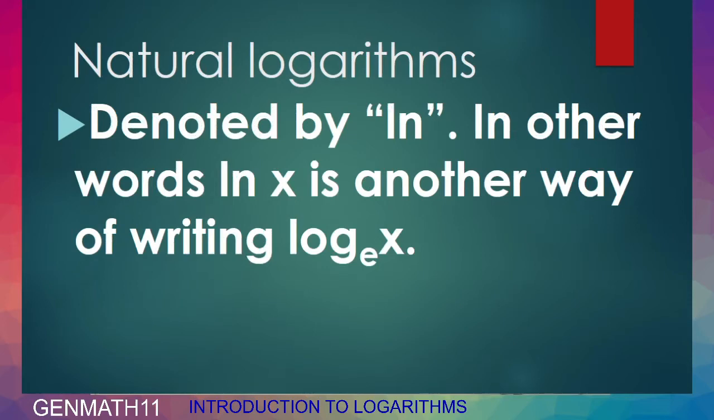Next, natural logarithms. So, denoted by ln. So, in other words, ln is another way of writing log x to the base of e. So, yung e natin, yung tinatawag na Euler's number. So, ang value niya is 2.71828, and so on and so forth. So, mahaba pa siya. May kasunod pa siya. So, yun yung approximate niya. 2.71828. So, ang tawag sa kanya ay Euler's number, E-U-L-E-R apostrophe S number. So, yun yung ginagamit sa natural logarithms natin.